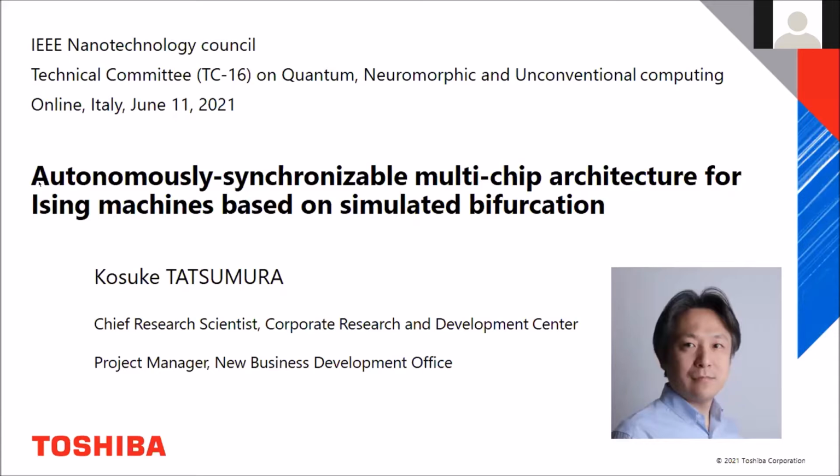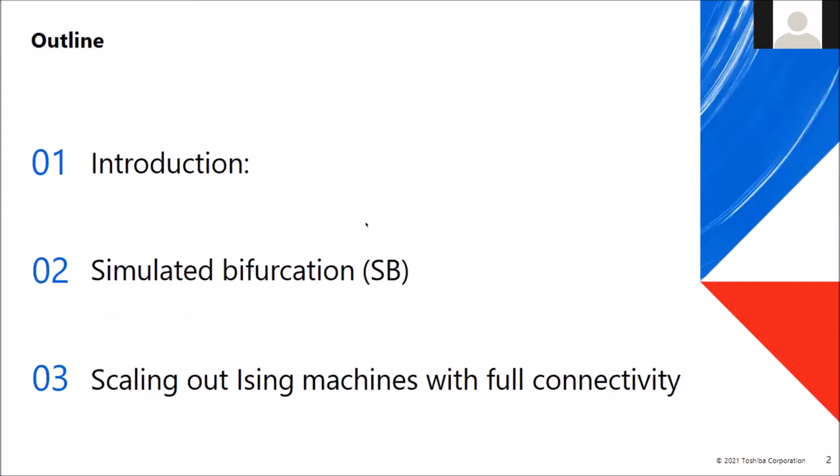The title of my talk is Autonomously Synchronizable Multi-chip Architecture for Ising Machine based on Simulated Bifurcation. This is the outline of my talk. Simulated Bifurcation, SB, is a new quantum-inspired algorithm that we presented 2 years ago to solve combinatorial optimization problems. In this talk, we review our recent works on simulated bifurcation with an emphasis on the scale-out architecture for Ising machine with full connectivity that allows continuous performance enhancement by connecting multiple chips.